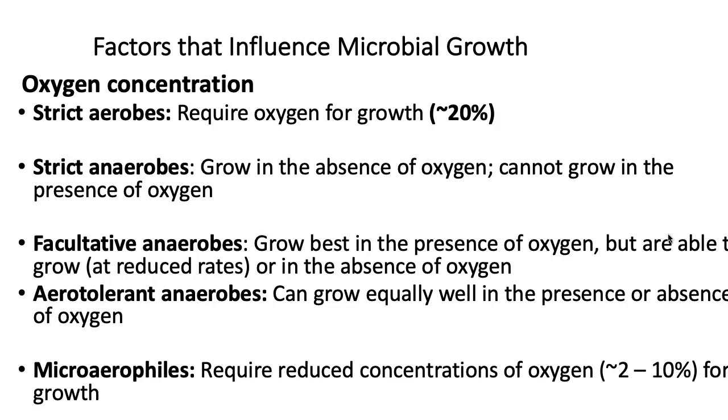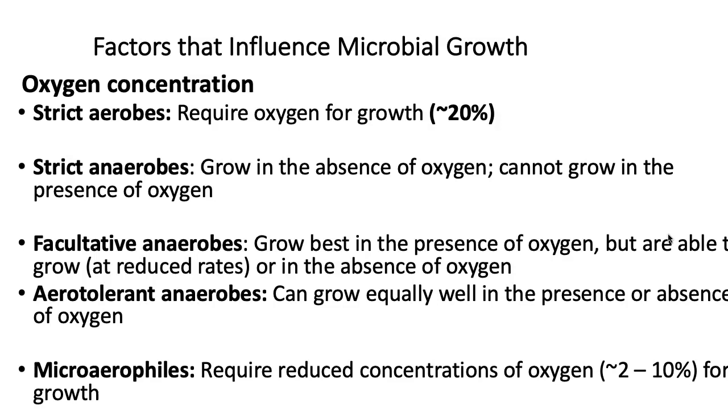Now, for straight aerobes, they require oxygen of about 20% in terms of concentration to grow, whereas straight anaerobes will grow only in the absence of oxygen, and they cannot grow in the presence of oxygen. So it means for those organisms, if you expose them to oxygen, they are killed. We also have the facultative anaerobes. These facultative anaerobes will grow best in the presence of oxygen, but they are also able to grow at reduced rate or in the absence of oxygen.